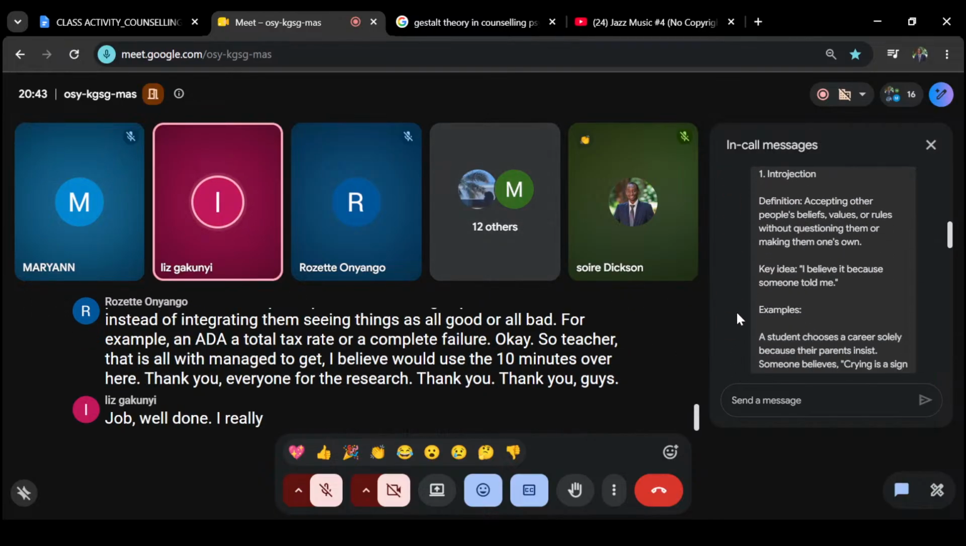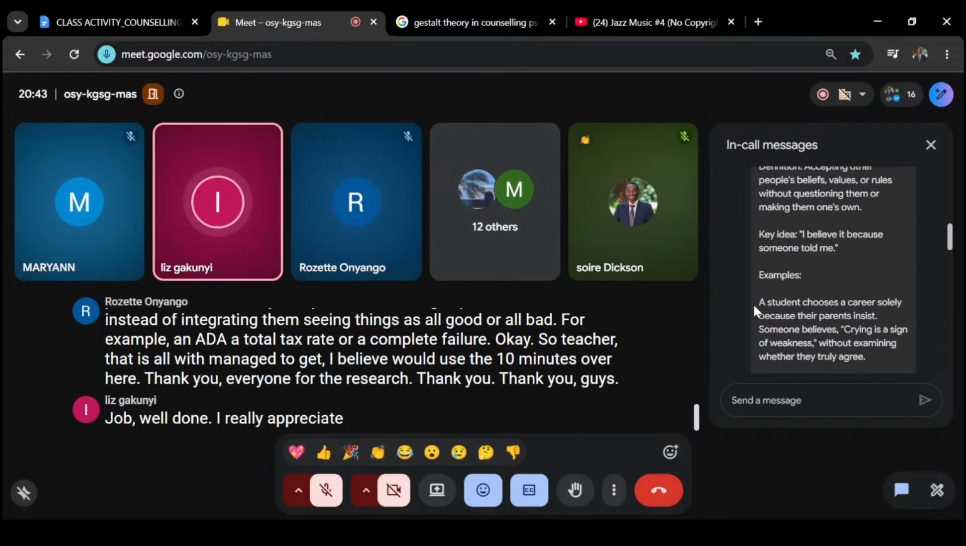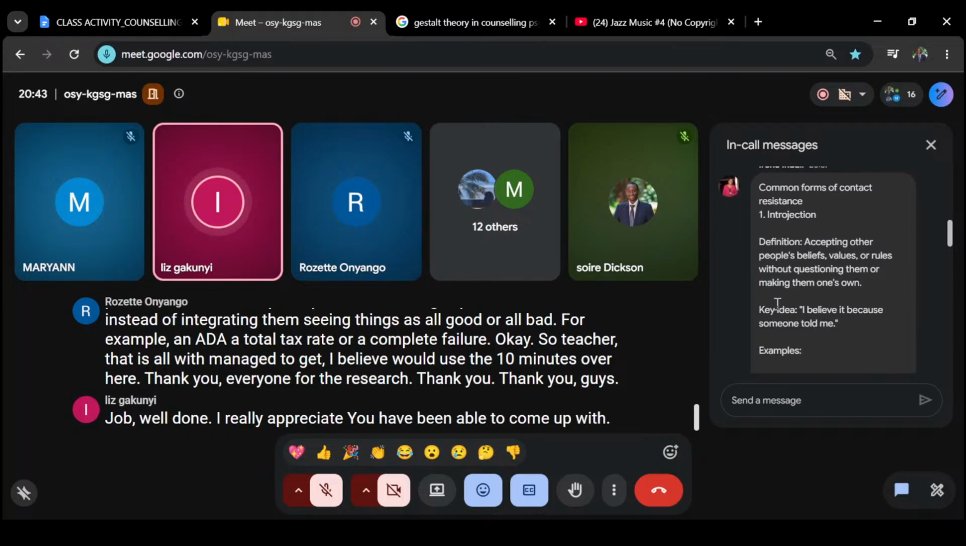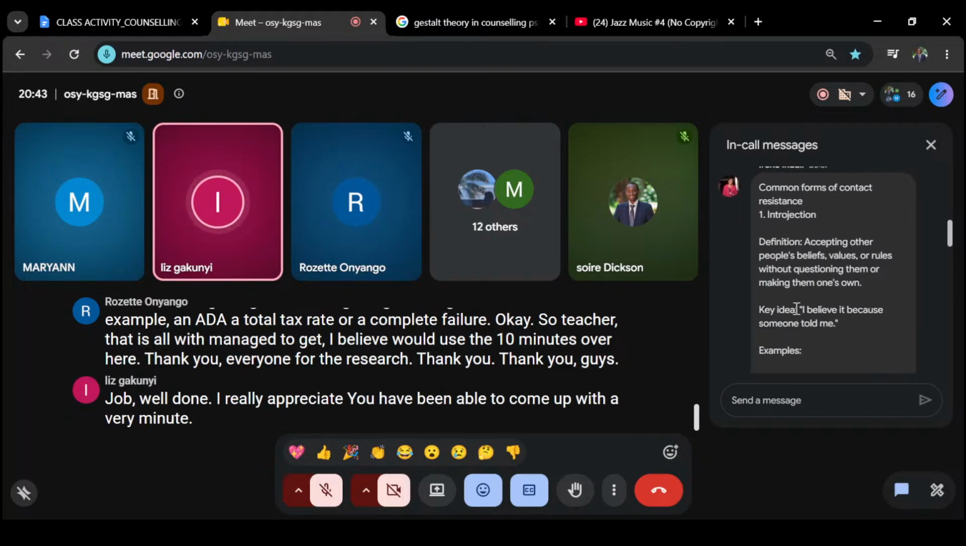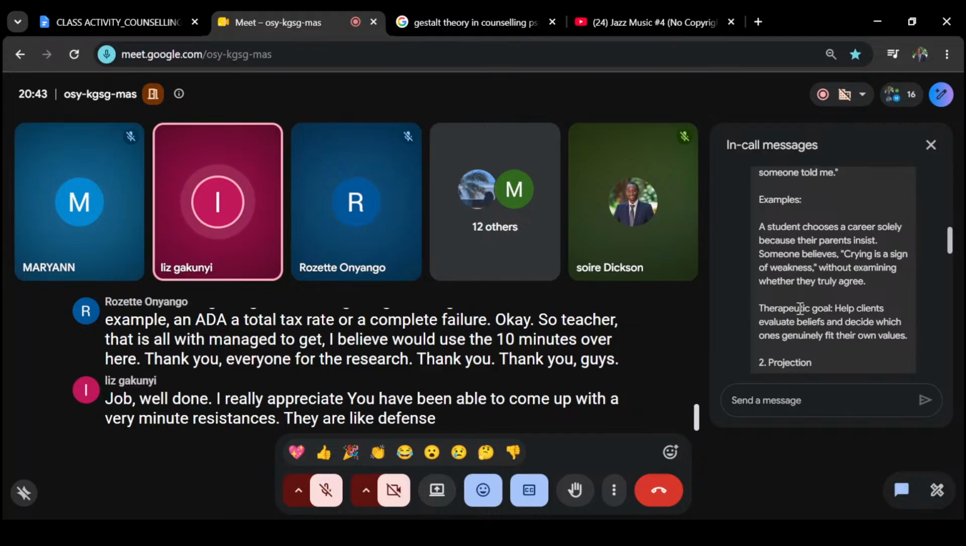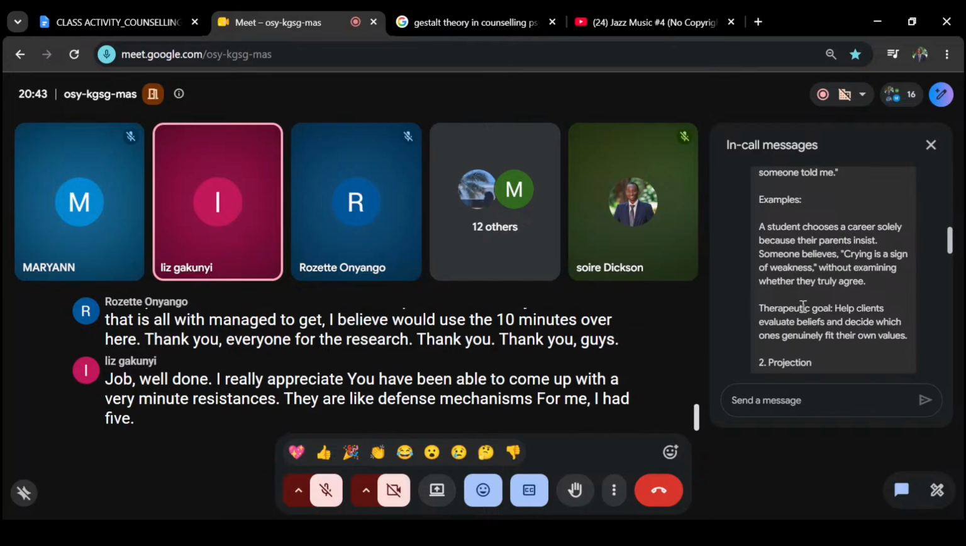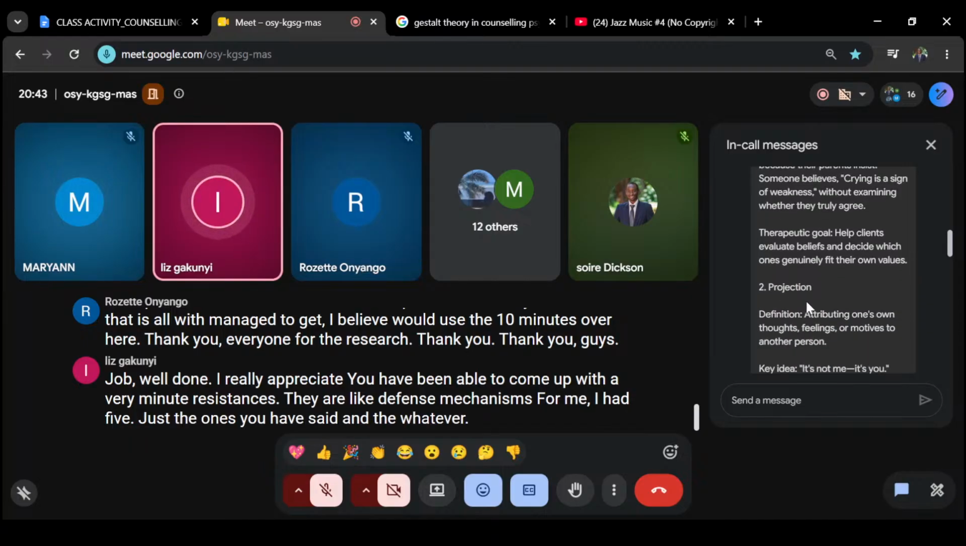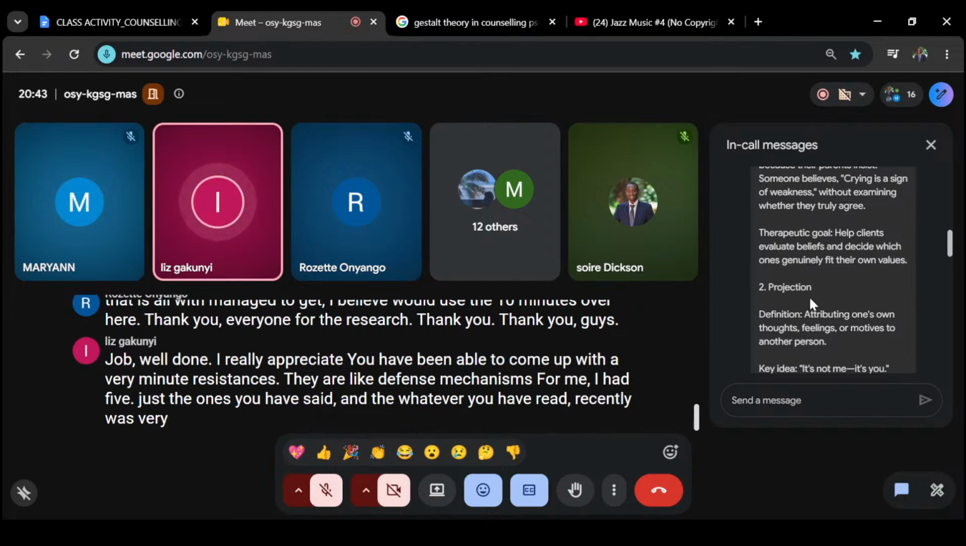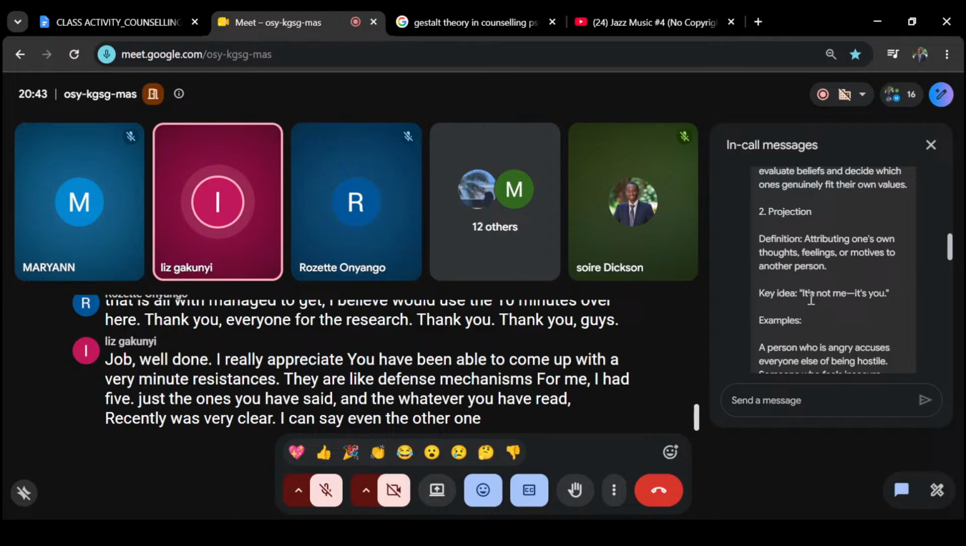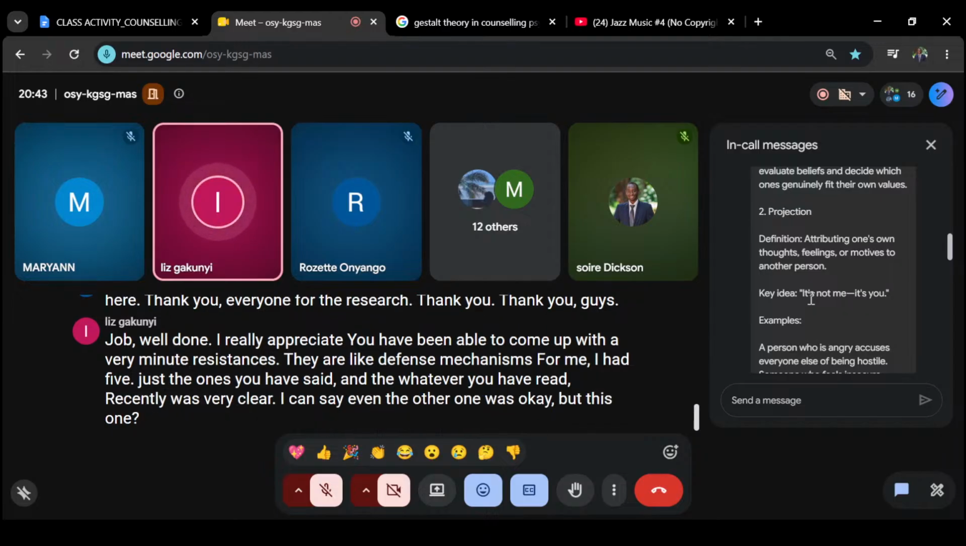I really appreciate that you have been able to come up with very many resistances. They are like defense mechanisms. For me, I had 5, just the ones you have said, and whatever you have read recently was very clear. I can say even the other one was okay, but this one had examples.